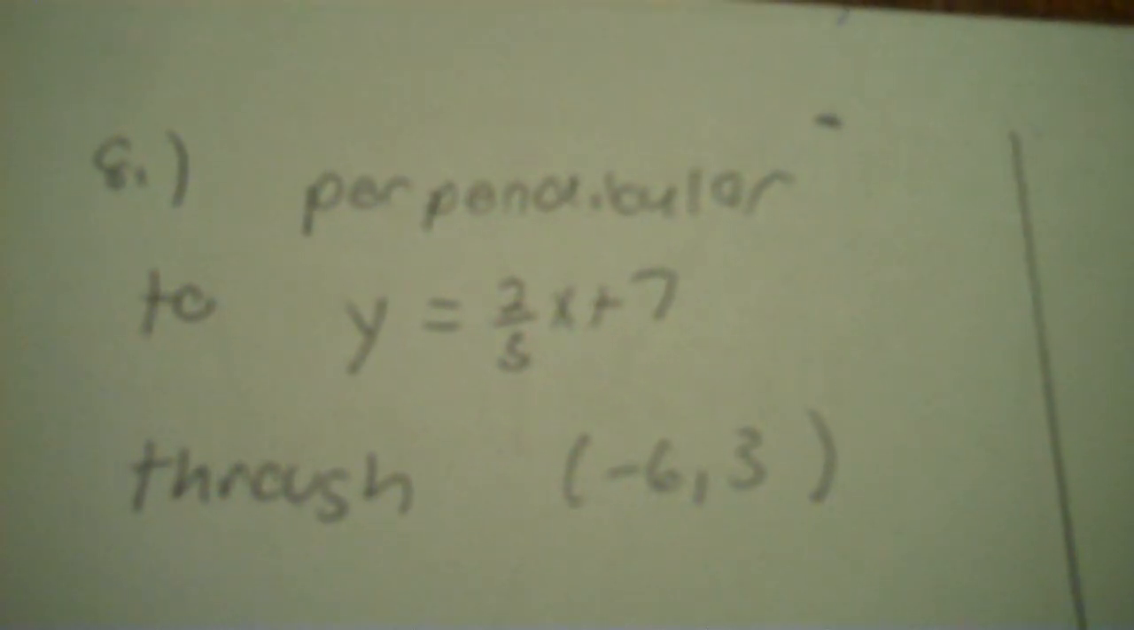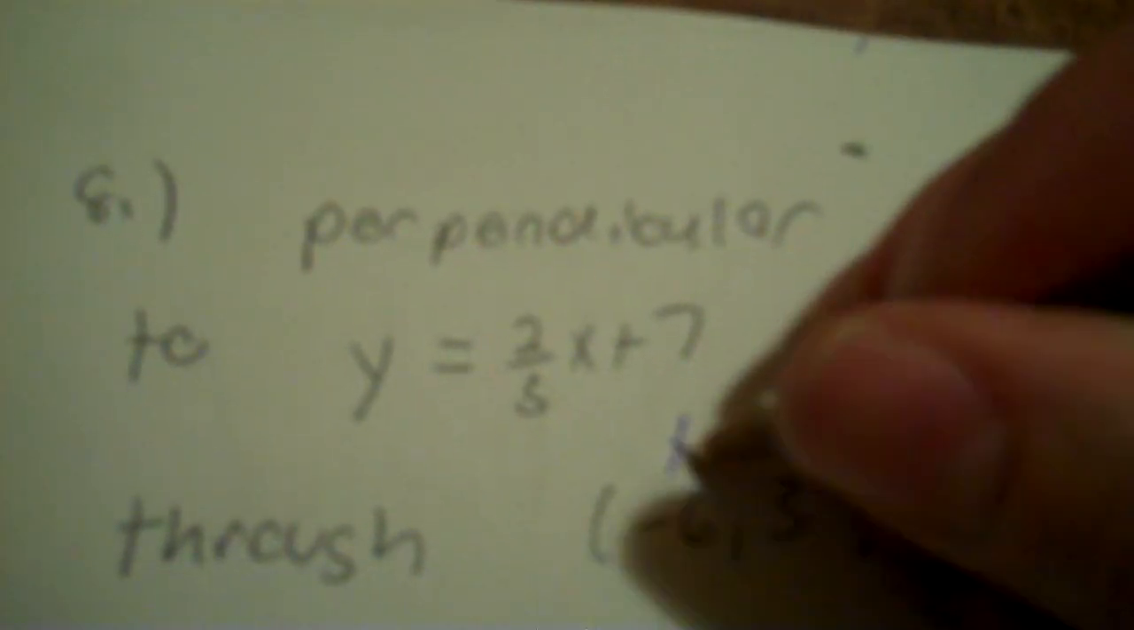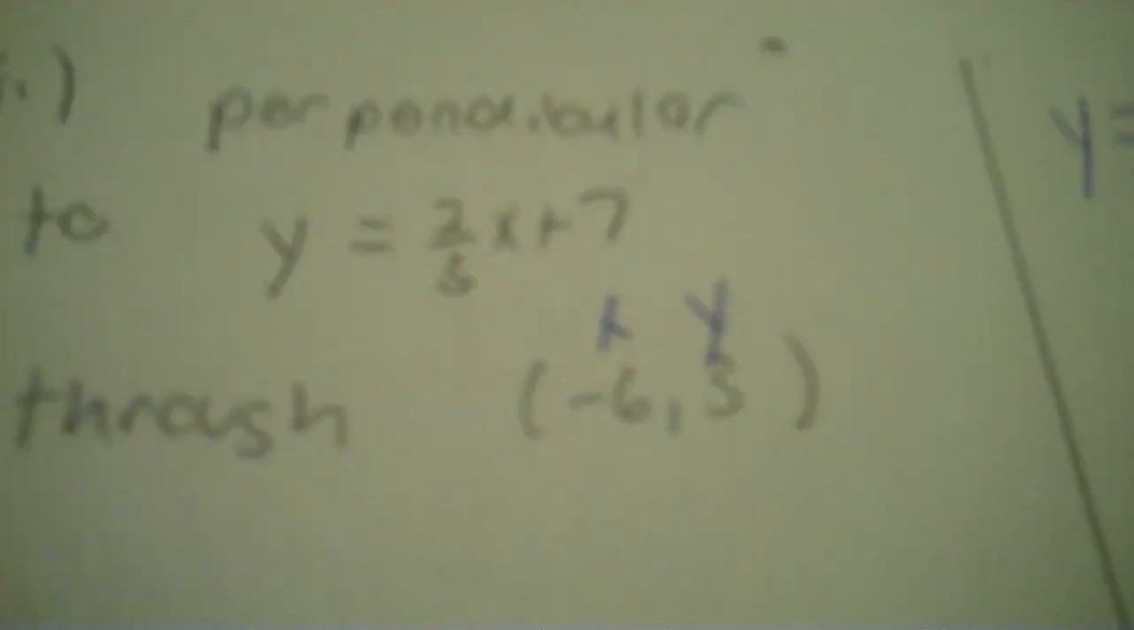Okay, number 8, perpendicular to y equals 2/3 x plus 7 through our coordinate negative 6, 3. You're still writing an equation until the directions are different. That's what you're writing, a linear equation. So remember, m is slope, b is the y-intercept. It'd be where the line crosses the y-axis. Okay.